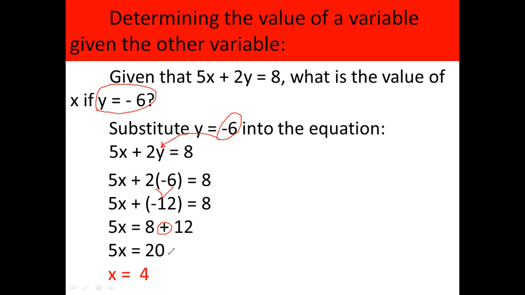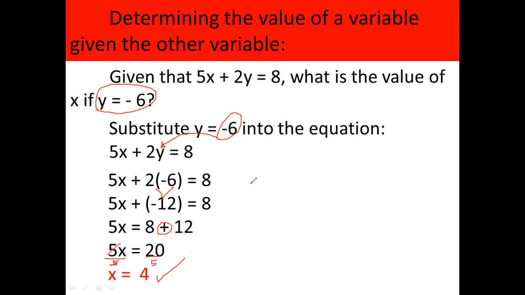8 plus 12 is 20, and then simplify further, divide it by 5, and we divide also this one by 5. All right, so that we now have x equals 20 divided by 5, and finally, you have the answer. The value of x is positive 4. Okay, so you now have x equals 4 and y equals negative 6.